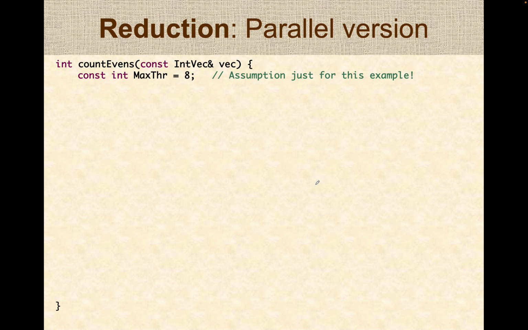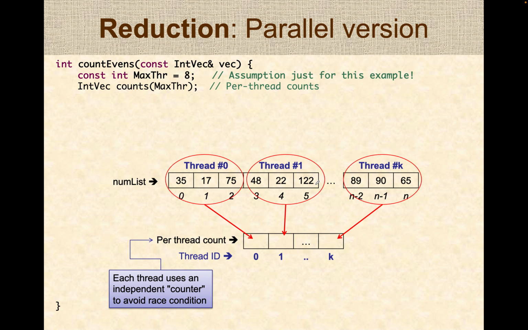This assumption is just to keep this example simple. Normally, you will use the number of threads that are set by default for OpenMP. Here we're going to pre-allocate that counts array. Remember, this counts array is that intermediate array to temporarily create. So for each thread, we're going to create that location.